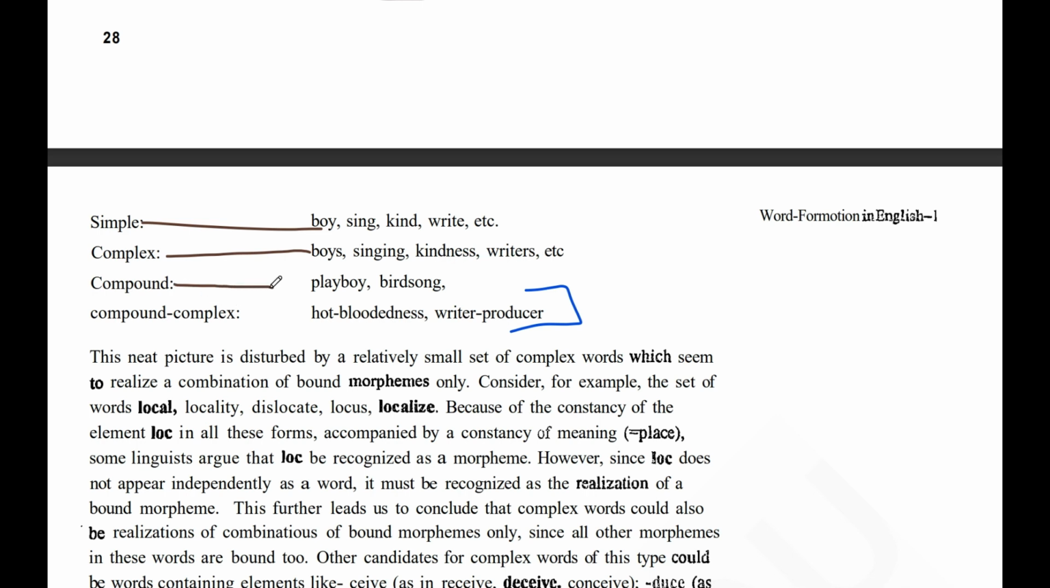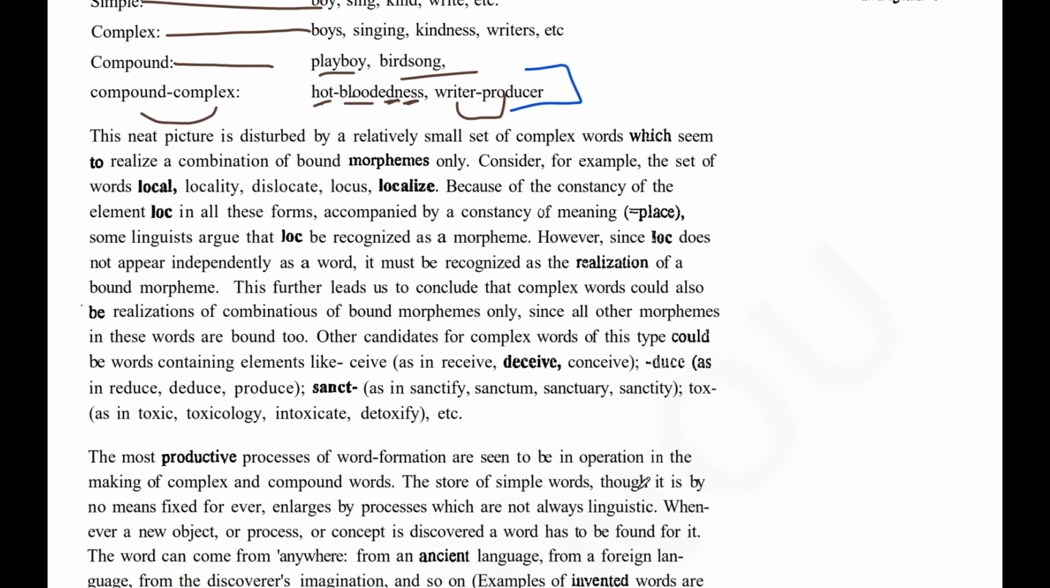A compound is when I added boy plus play. They are two different morphemes, so I added those: playboy, birdsong. Now what is a compound complex word? This is hot-bloodedness. Hot is a morpheme, blood is a morpheme. Then I added this suffix, and then another suffix. So blood, blooded, and then bloodedness, and I also added hot before that, like a prefix. Now this is a compound complex word. Writer and producer is also a compound complex word.